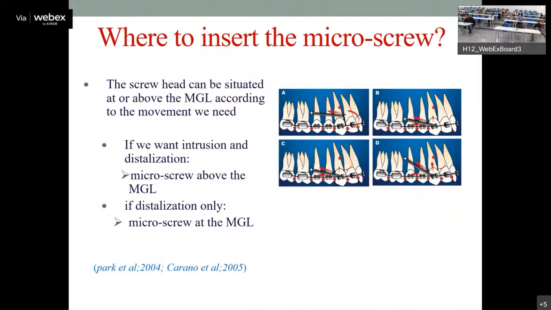So look, for example, at this picture D. They inserted the microscrew here above the mucogingival junction. Look at the direction of force. It has two components, distalization and a vertical component for intrusion. If you want only distalization, then you need to insert your microscrew below the mucogingival junction. If by any chance you screwed your microscrew above the mucogingival junction, but you need only distalization, you need to adjust your point of attachment of the force by adding a hook to the wire, for example, and you adjust the length of the hook accordingly.